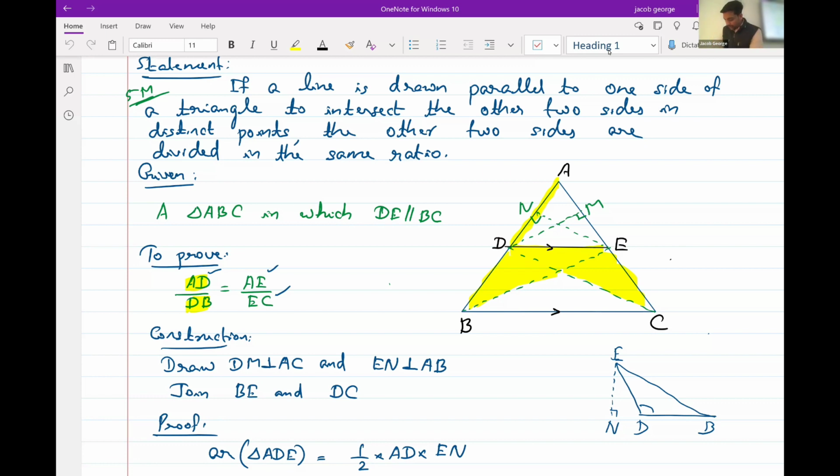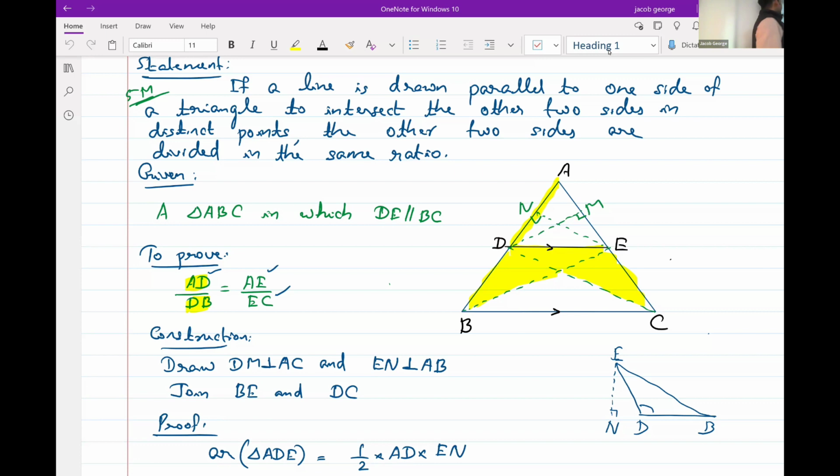Okay. First triangle. What is the first triangle taken? There are also some errors I could see in the writing. So the first triangle is ADE. Some of you have written ADC as the first triangle. It is wrong. What is the first triangle? ADE. Yes.